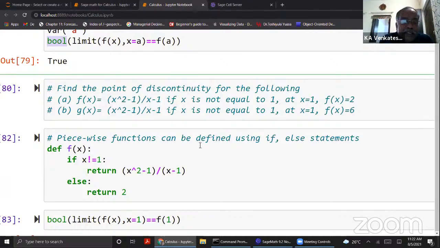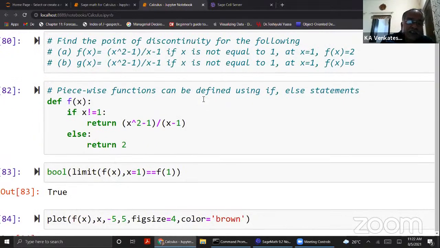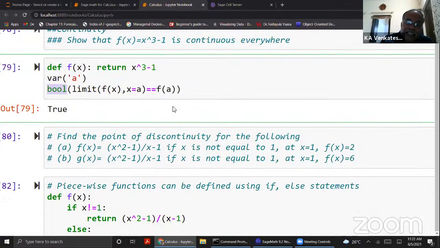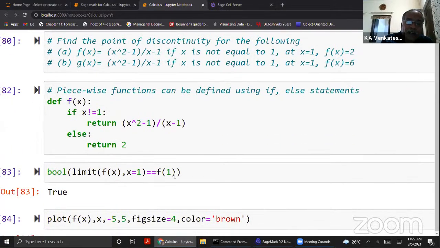So now, if x is not equal to 1, return the value x squared minus 1 by x minus 1, else return 2. Now whether it is continuous or not, we did not ask to find the point of discontinuity. Whether it is discontinuous or not, we are saying the same: Boolean of limit f of x as x tends to 1, whether it is equal to f of 1. Previously, we took a general value. Here, at a particular point, we are checking it.